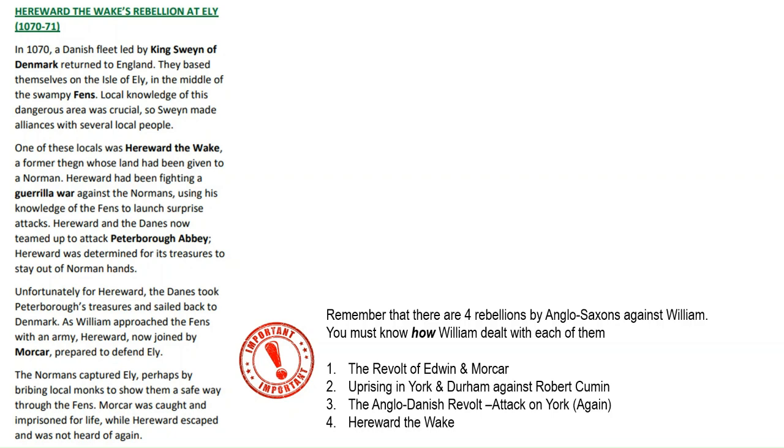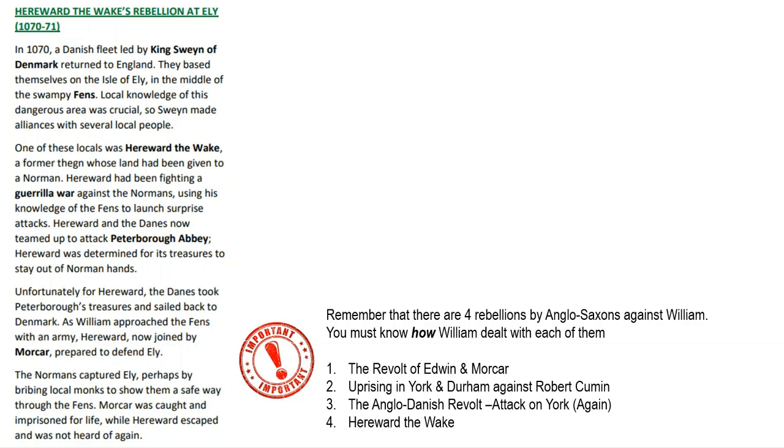Herod was determined for its treasures to stay out of Norman hands. Unfortunately for Herod, the Danes took Peterborough's treasures and sailed back to Denmark. So that's a bit of a disappointment for poor old Herod. William approached the fens with an army. Herod was now joined by Morcar, and he prepared to defend Ely.